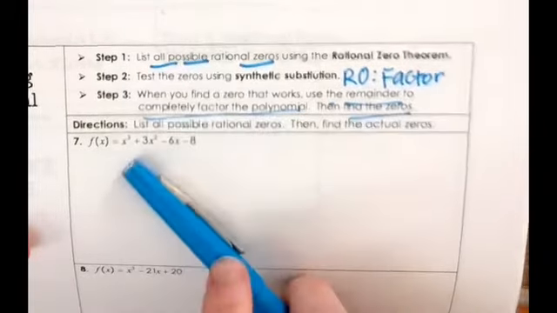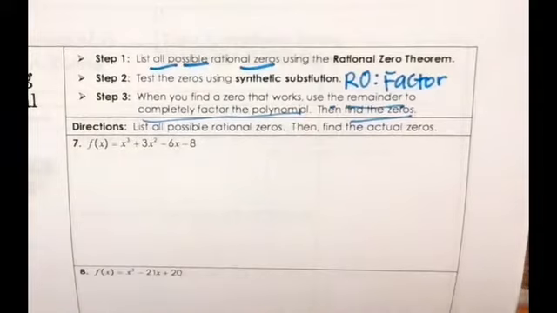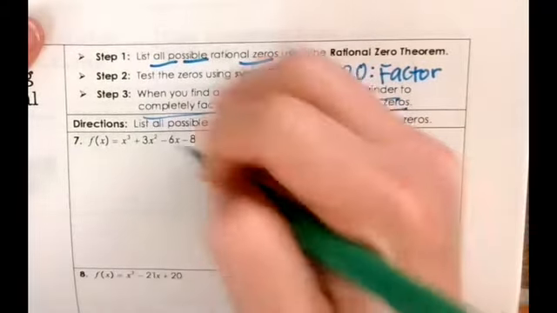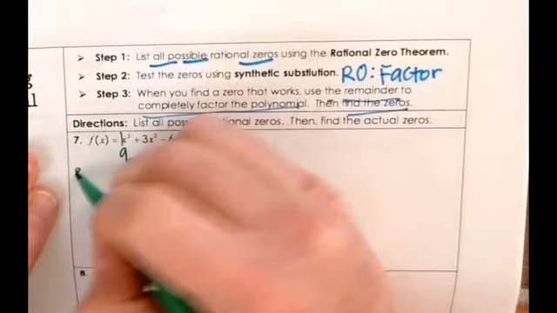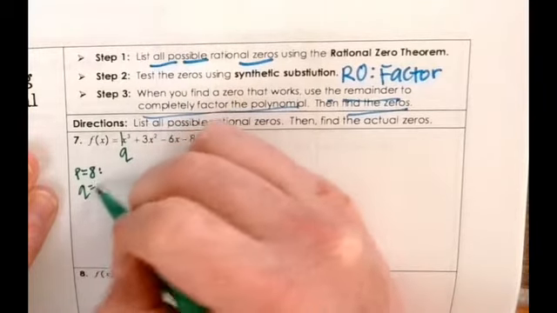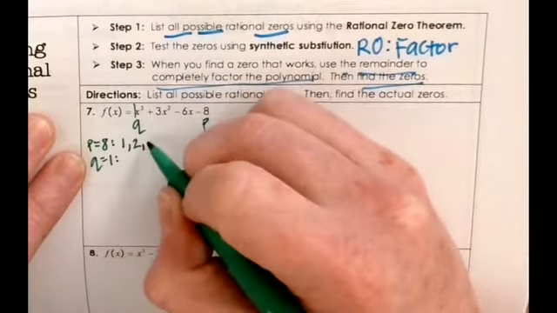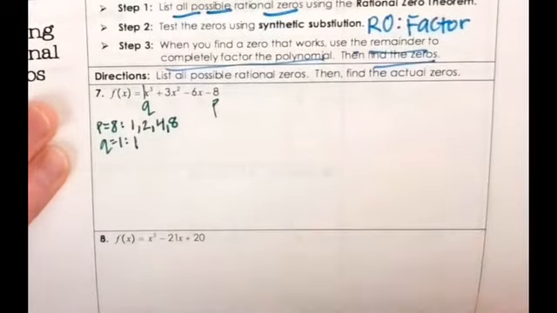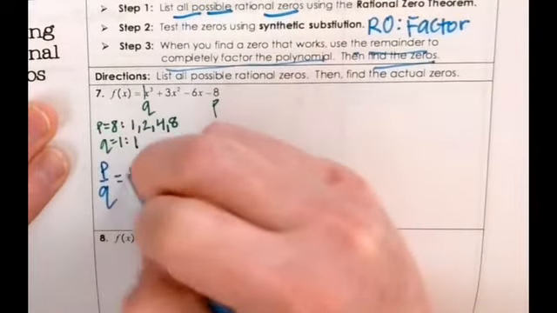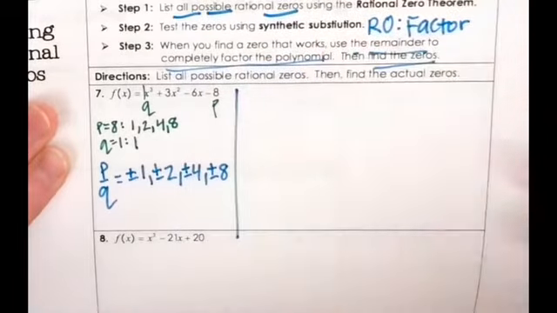So number 7. Again, if I tried to factor by grouping, there's no way I'd be able to do that. So that's why we're doing the rational zero theorem. Okay? P is going to be 8, and Q is 1. The sign doesn't matter. Alright, so my factors of 8 are 1, 2, 4, and 8. And then Q is just 1. So my possible rational zeros, P over Q, is just going to be plus minus 1, plus minus 2, plus minus 4, plus minus 8. Okay? Those are my possibilities.